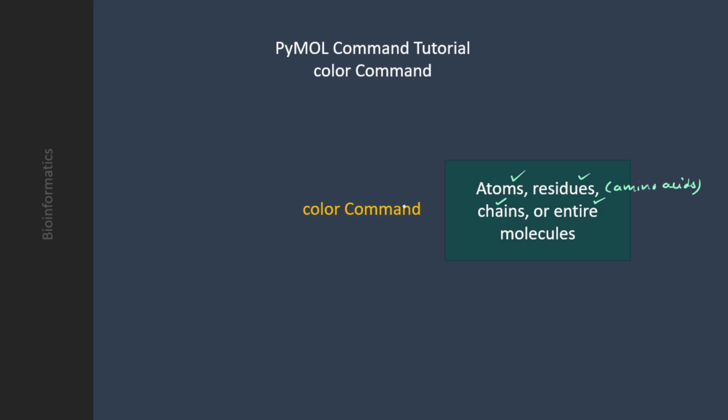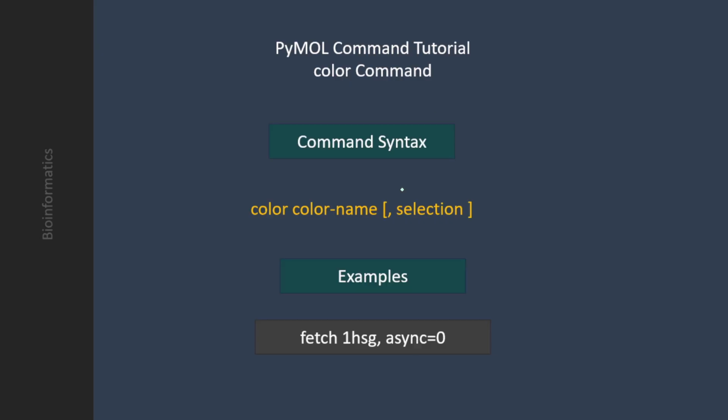In the previous video that I made, I showed how to use the show command and how we can show different structures. In this one, I'll be showing you the color command. This is the command syntax right over here. The composition of the syntax is very simple. You can see it starts with part 1, which is the color keyword.